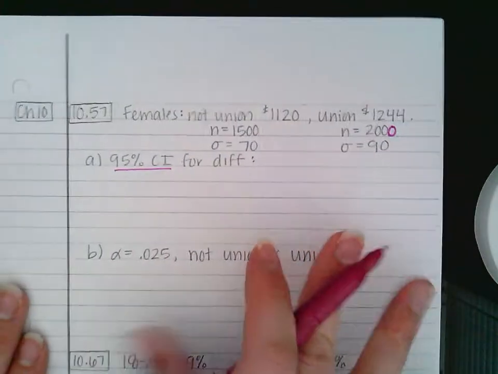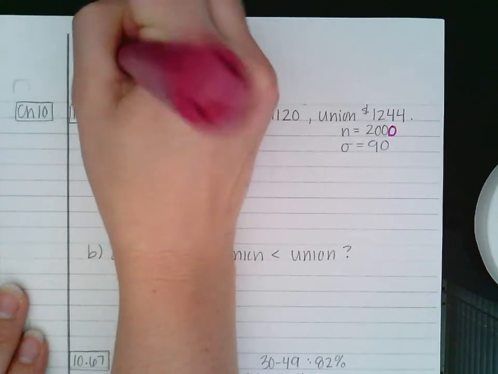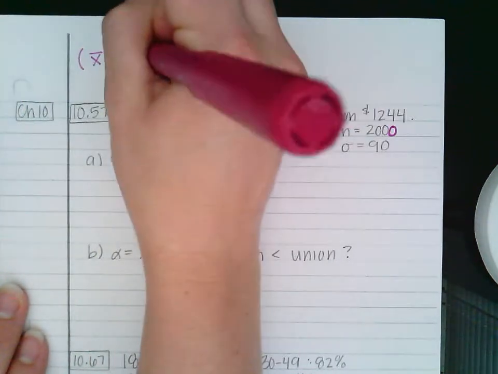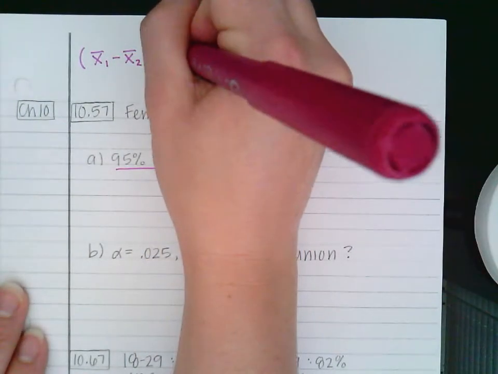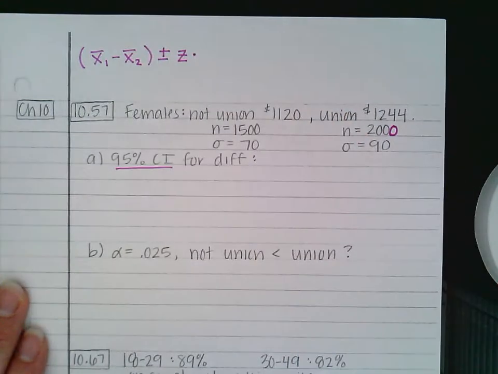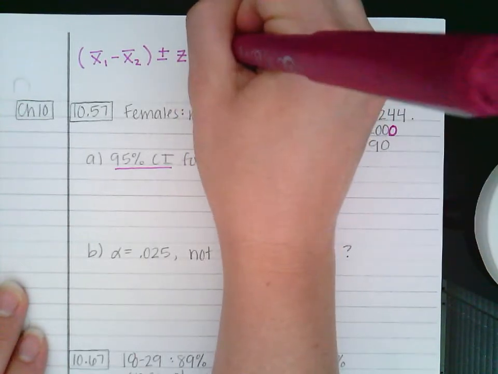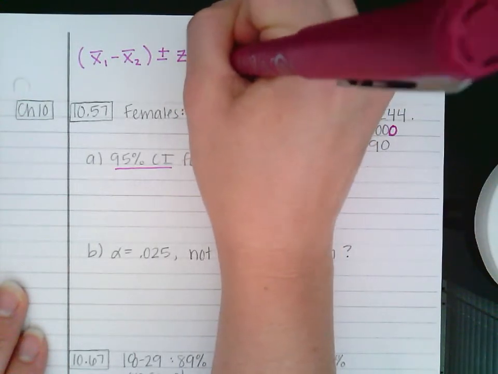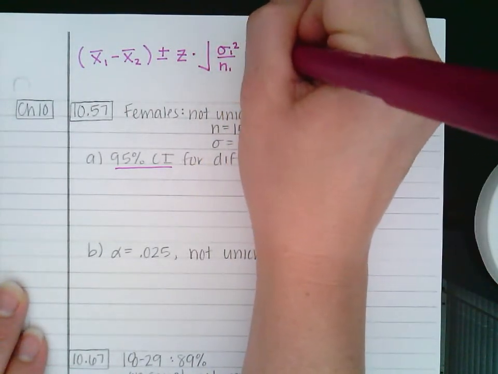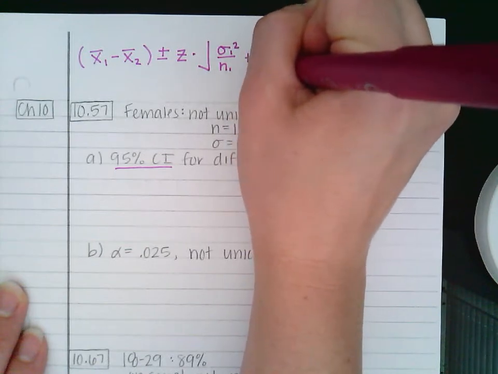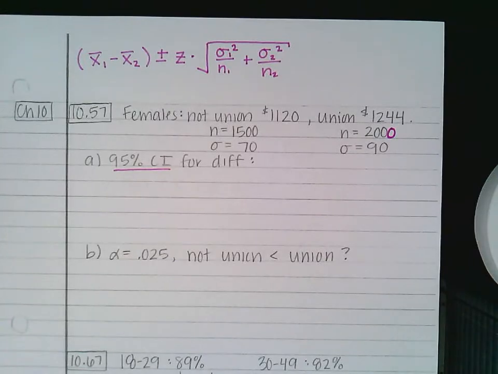So actually up here on the top, I'm going to write out this formula. You do mean 1 minus mean 2, so that's the difference between the two means, plus or minus the z critical value. And then we need to combine these standard deviations. So you'll do sigma 1 squared over n1 plus sigma 2 squared over n2. I'll also show you in the calculator how to do this.